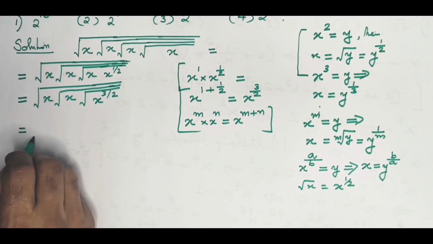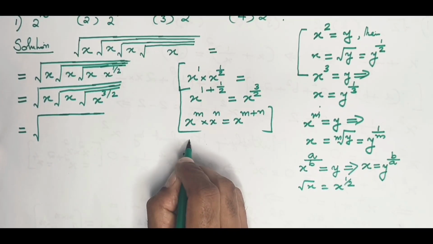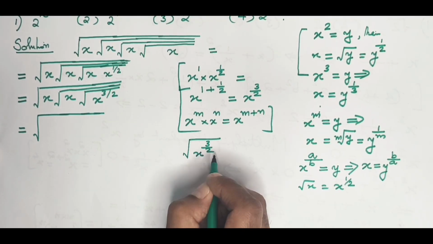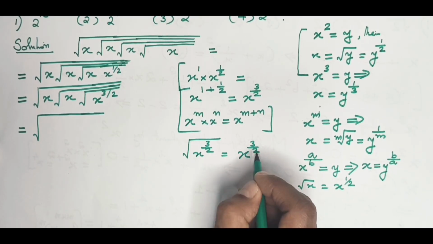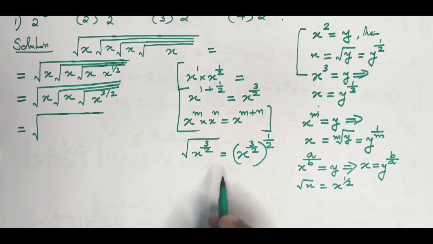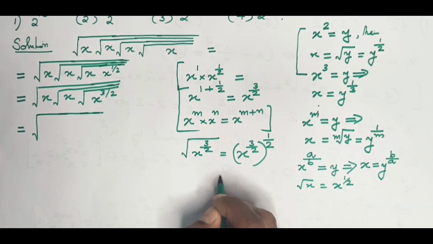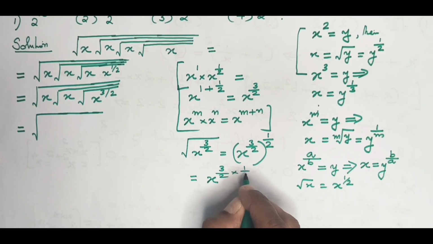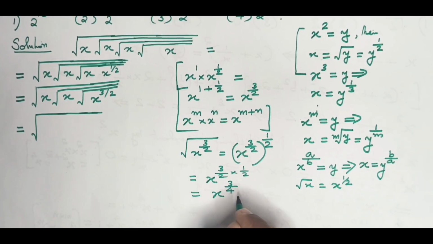Now in the next step, I'll remove this root sign. So how will it get removed? See, square root of x to the power of 3 over 2. When you remove the square root sign, whatever inside you write first and the whole raised to 1 divided by 2. You can compare this to this one. And this again, you can simplify like this: x to the power of 3 over 2 multiplied by 1 over 2, which is x to the power of 3 over 4.